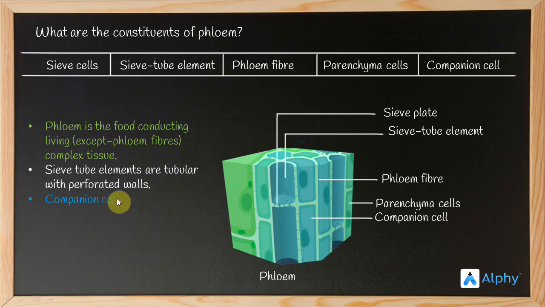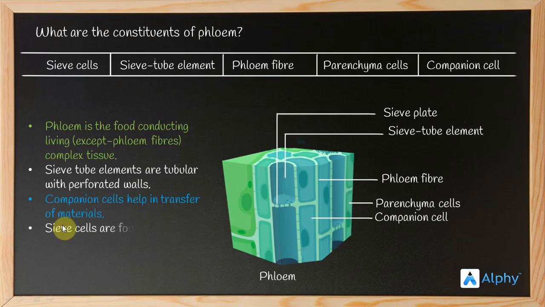Let's move on. The companion cells. The companion cells help in transfer of material. So the main conducting tissue is sieve tube elements, but it cannot conduct itself. So it will take the help of the companion cells, just like the name, the companion. So companion cells will be the companion of sieve tube elements. That's it. So it will help in the transfer of materials. In this case, the food, right?